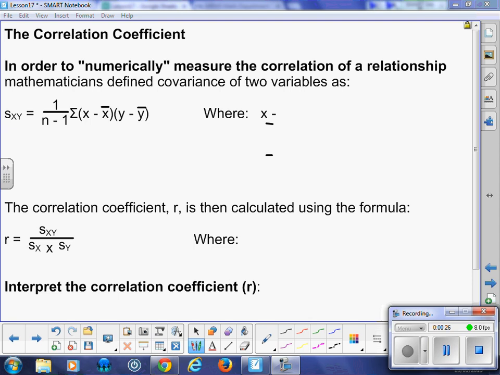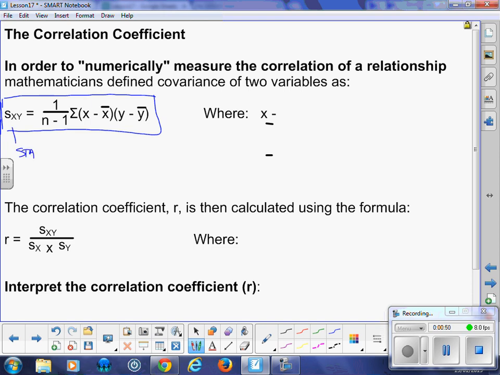In order to numerically tell us the strength of a relationship, or the correlation of the data, we use the formula to determine the covariance. That's what this formula is. It's determining the covariance, or the relationship, between X and Y, and that's what SXY stands for, the standard deviation of X and Y in comparison together.